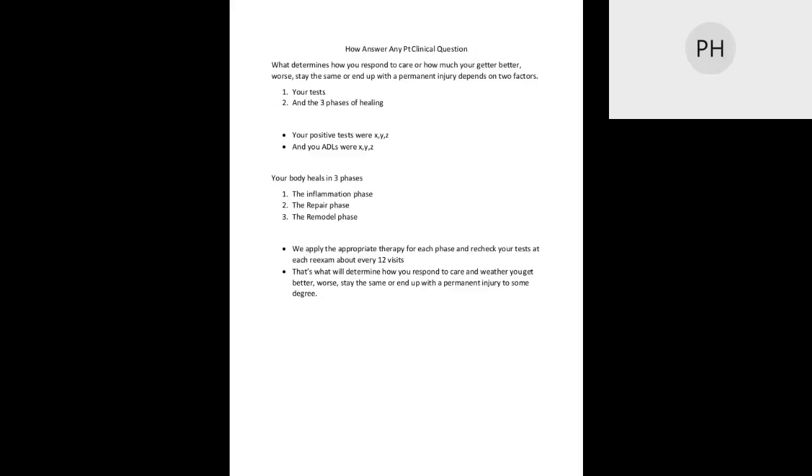So we apply the appropriate therapy in each phase, and then we recheck the test at each re-exam, which is about every 12 visits. And that's what determines, and that's how we know whether you're getting better, worse, staying the same, or potentially even end up with a permanent injury to some degree. That's how we know. It's those tests at every re-exam. That's the answer to every clinical question you get.